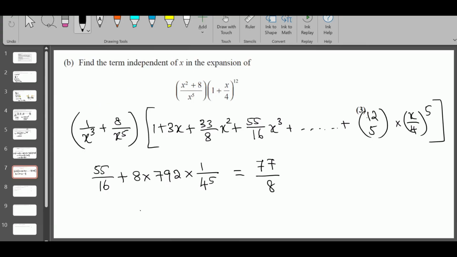That's how you get the constant term. So you need to be very careful. Even though there is no x power 5 term in part A, you still need to calculate it just for part B, so that when you multiply these two, you will get a constant term.